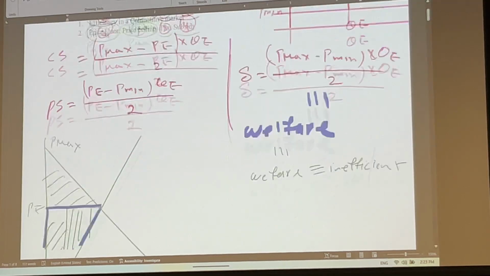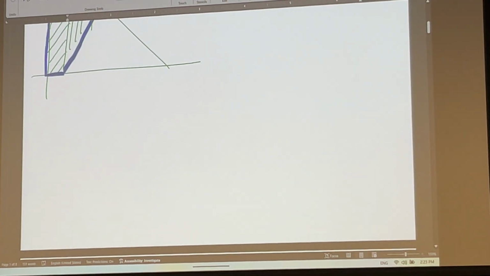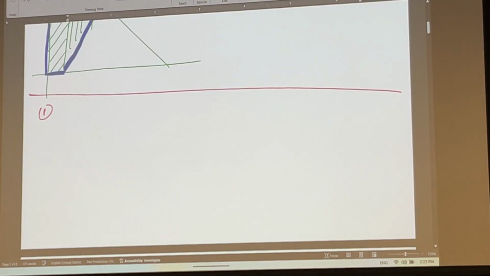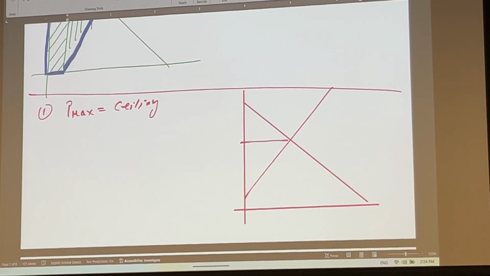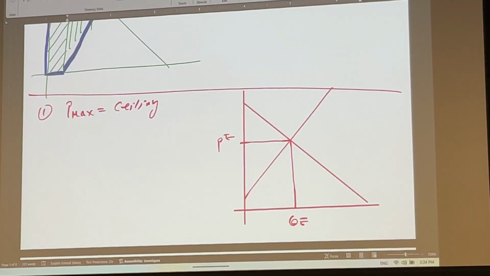I'm going to start with price ceiling. Number 1, price ceiling. I.e., you cannot charge higher than this price. This is the ceiling. Suppose that's the equilibrium. That's the price the market gives you. That's the quantity the market gives you. That is too high for the government. They put a ceiling on it. You cannot charge more than this.